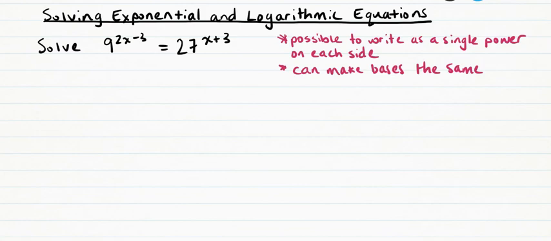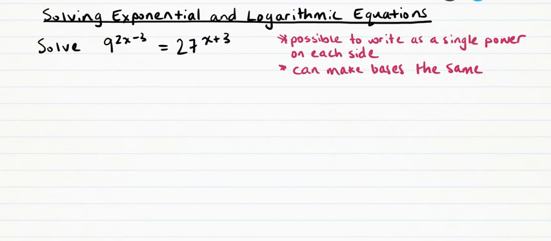We're going to solve the equation 9 to the exponent 2x minus 3 is equal to 27 to the exponent of x plus 3. In this case, it's possible to write this equation so that it has a single power written on each side, the power being the base and the exponent combined, we call the power. So here it's already written as a single power on each side. As well, in this equation, it's possible to rewrite this so that we have the same base on both sides of the equation. So to do that, we know that both 9 and 27 can be written as a power with a base of 3.